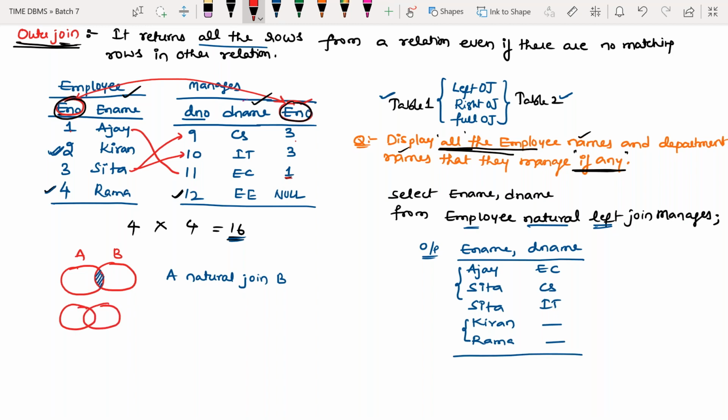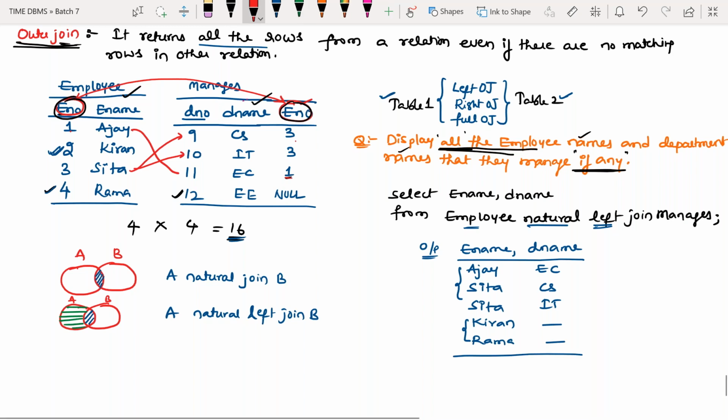Suppose I have a query A natural left join B, and usage of the keyword outer is optional. If I write natural, you get matching rows, and do remember matching rows are always returned. But I wanted left join. Left join means non-matching rows in the left side table, A table, also in the output.